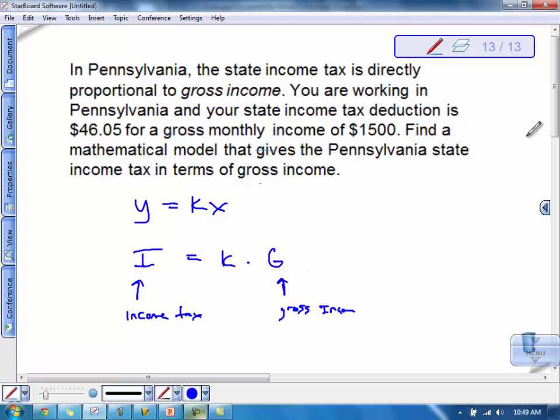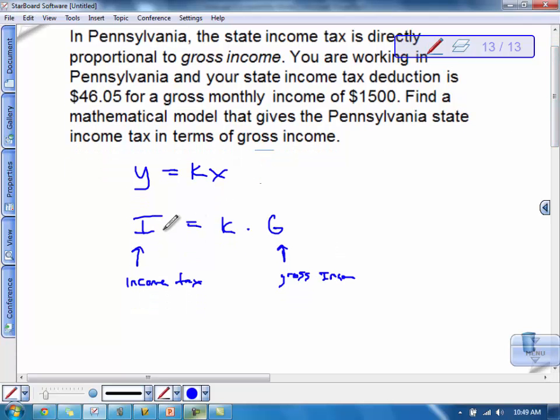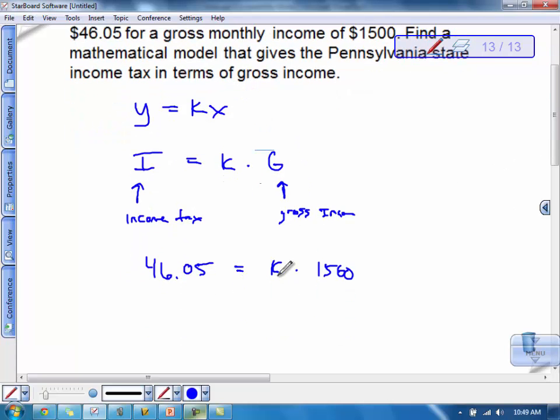Okay, so here's going to be our equation. Now it gives us 1 point. It gives us an income, state income tax deduction of 4605, and it gives us the gross income that we make that year is 1500. So we can then find what our K value is. We can then find our interest rate, so to speak.